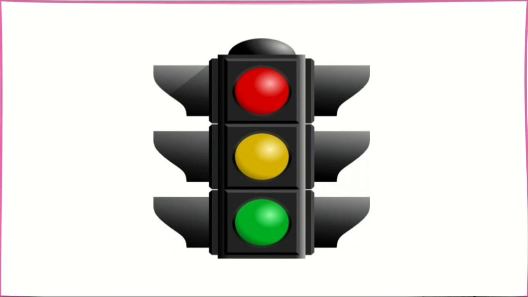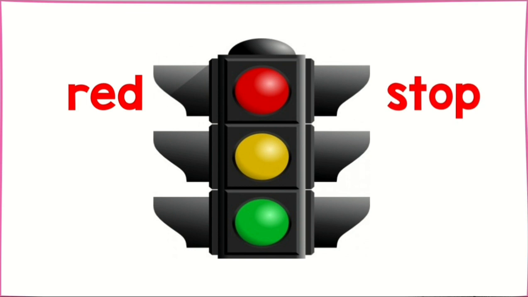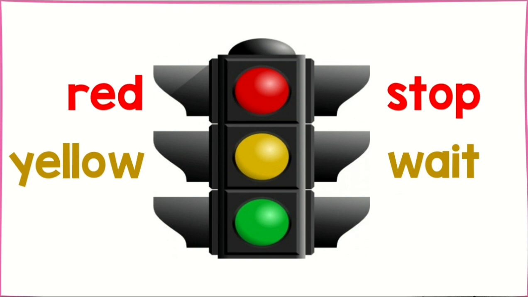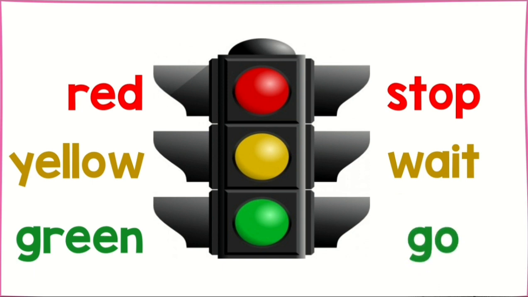Now look at these traffic lights. How many colors are there? Three. Very good. Three colors. The first one, red. What does it mean? It means stop. معناها توقف. The second color is yellow. What does it mean? It means wait, انتظر. The last color is green. And what does it mean? It means go, انطلق. Very good.